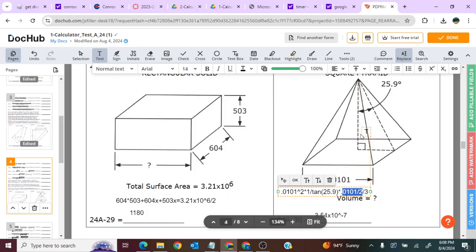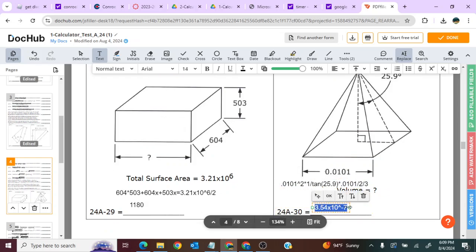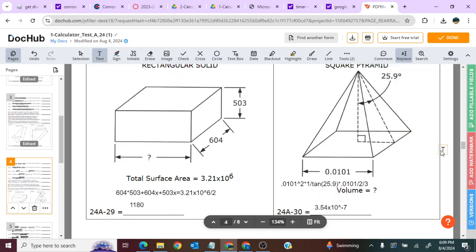Maybe it was higher. Let me check. No, it's going to be about the same thing, basically. So yeah, you multiply it by that height, and you divide by 3 because it's a pyramid, and you get 3.54 times 10 to the negative 7 as your volume.